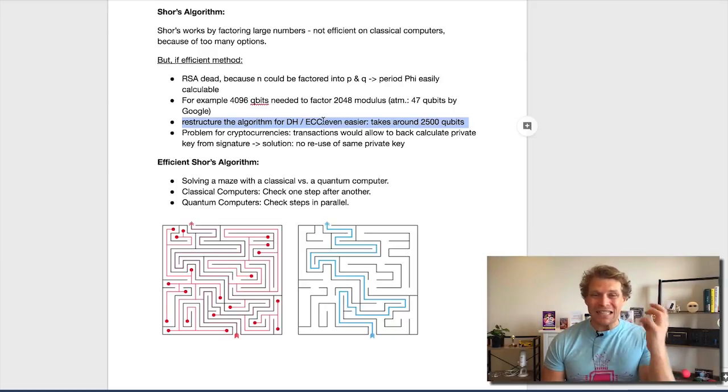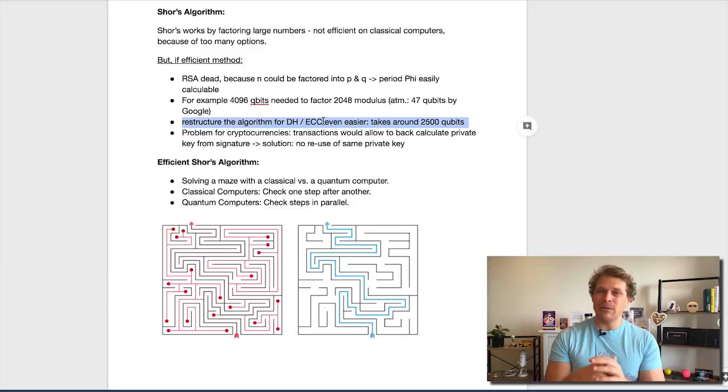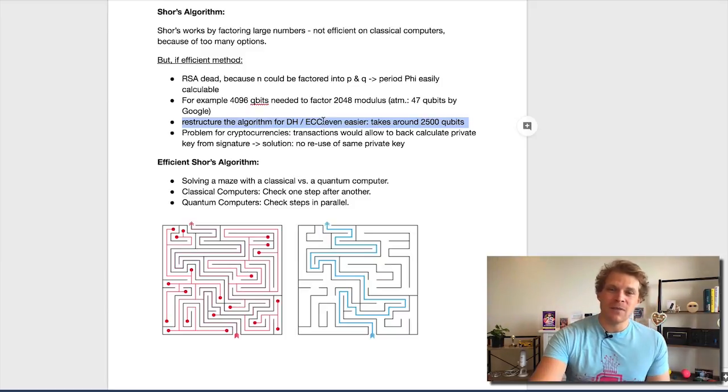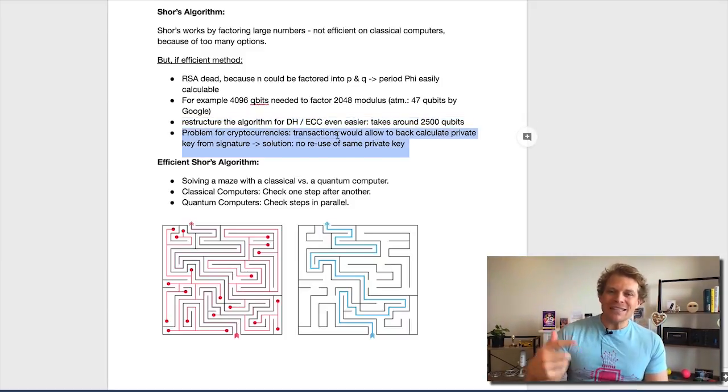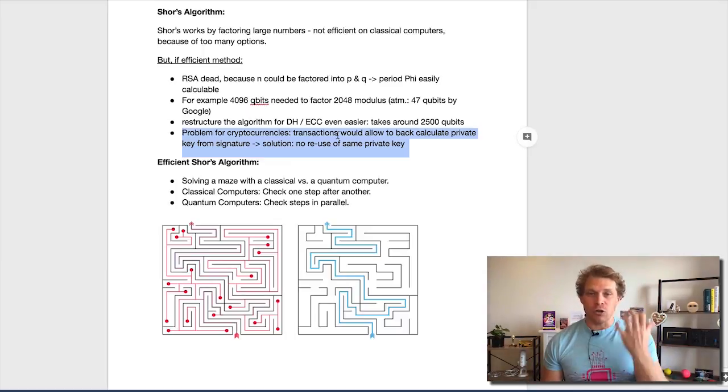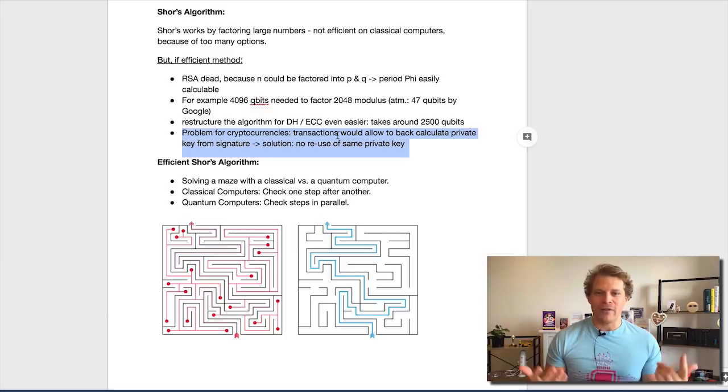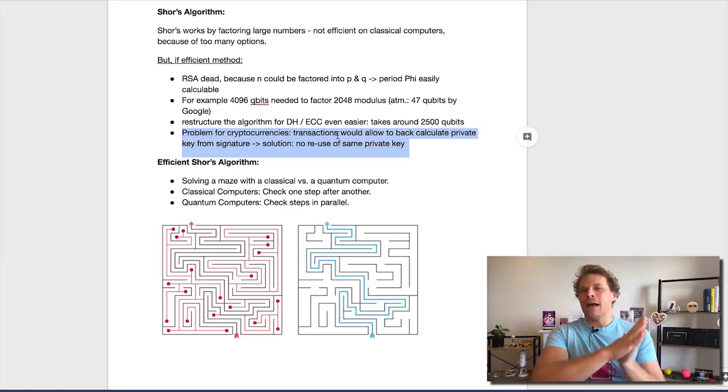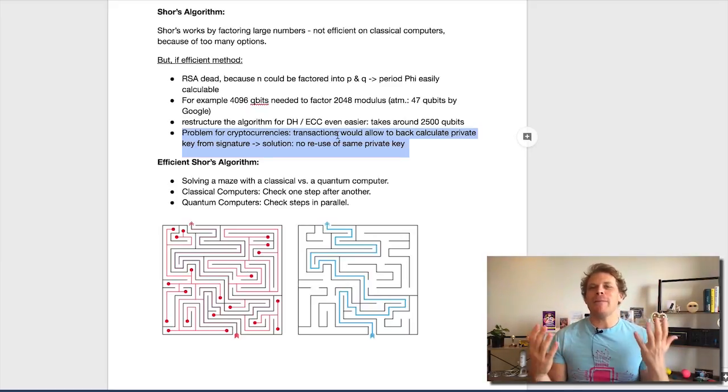And so what is actually the problem if this would happen, especially with elliptic curves? Well, the problem is that when we make a transaction, we basically reveal a signature. And the signature with normal computers would not be able to be back-calculated to the private key. But with Shor's algorithm, it would be, because it is efficient to do so. So the solution obviously is just not to reuse the same private key. But this is not a good solution. There must be a better solution.